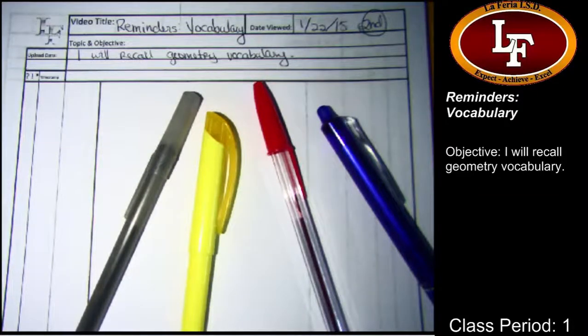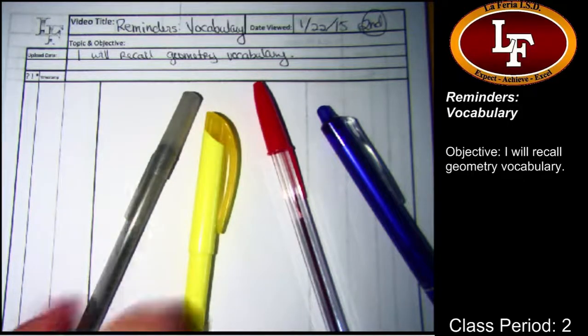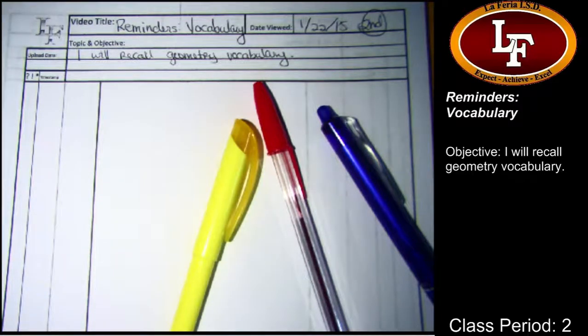Why does it say period 1 on my thingy? Hang on. My thing says period 1. There we go. It's fixed. Good morning, second period. How you doing? Good morning. You know what? Try it again. Good morning. What's up? That's a little better.